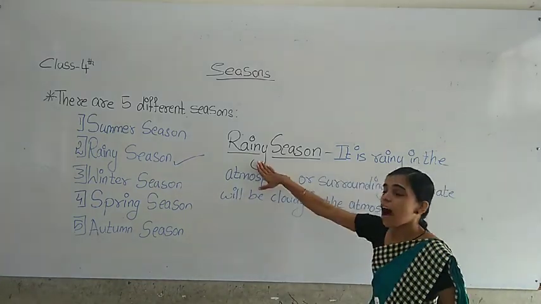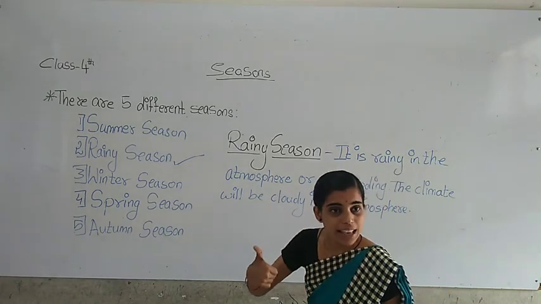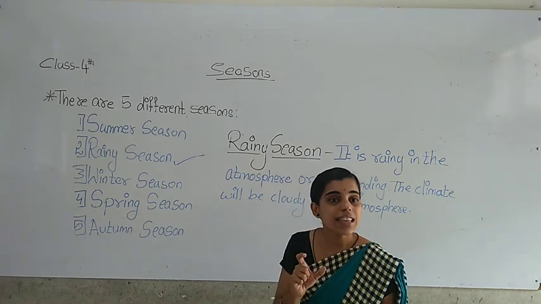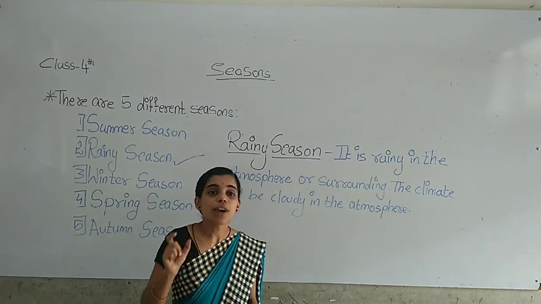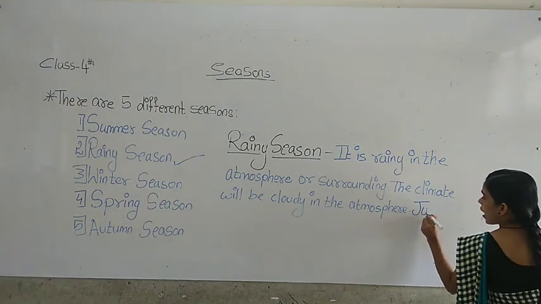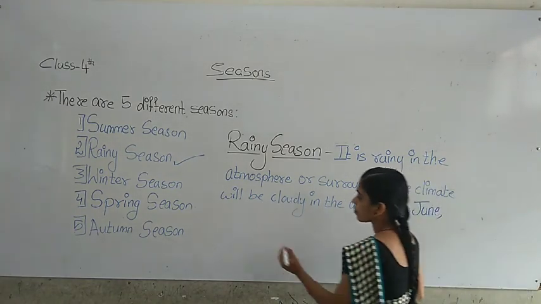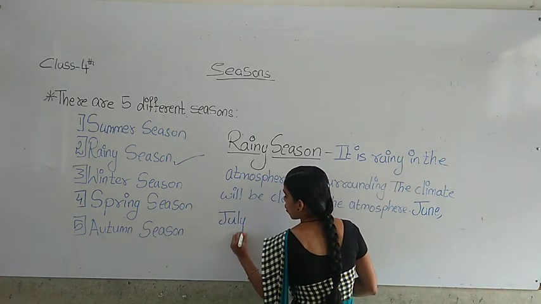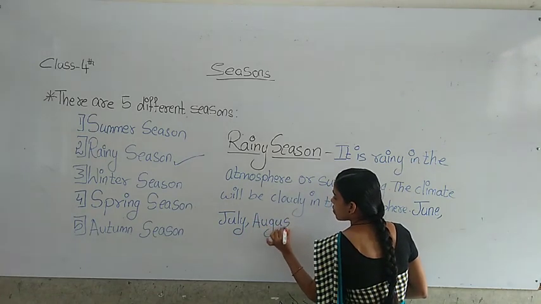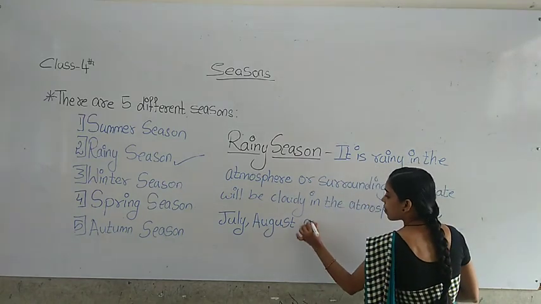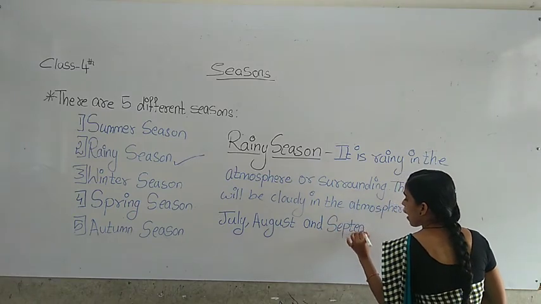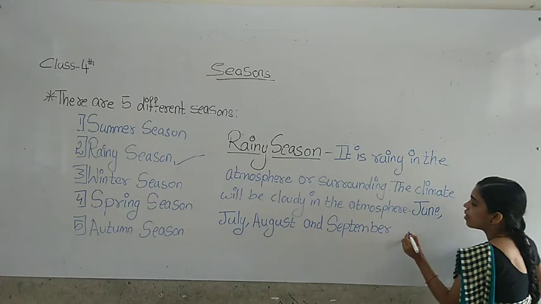There are four months of rainy season. First one is June, July, August, September. These are the four months of rainy season. I will just write it. June, J-U-N-E. July, J-U-L-Y. August, A-U-G-U-S-T. And September, S-E-P-T-E-M-B-E-R.